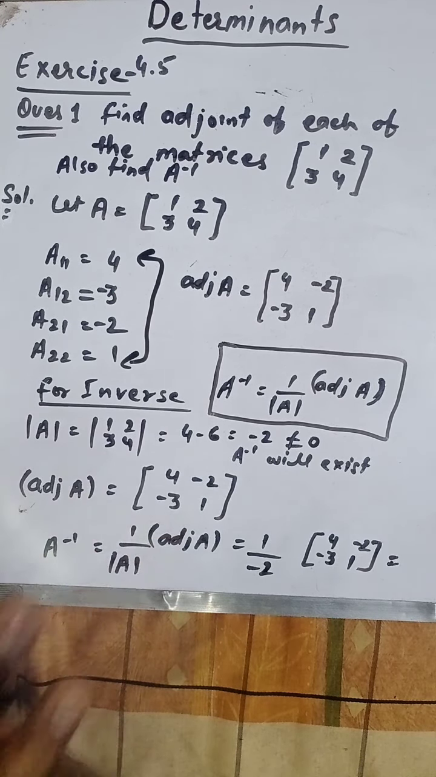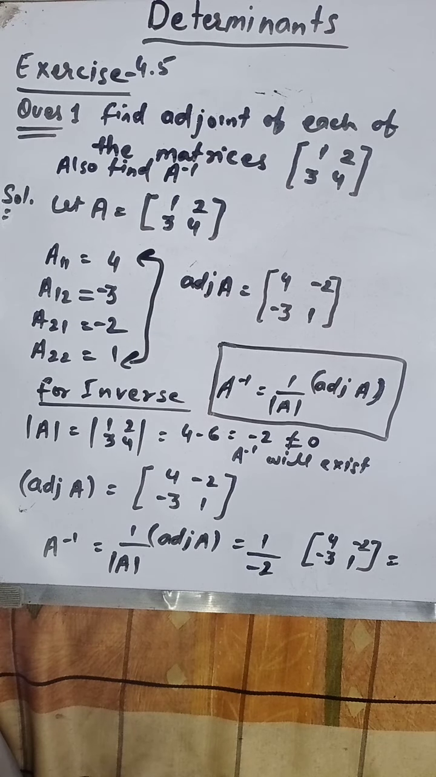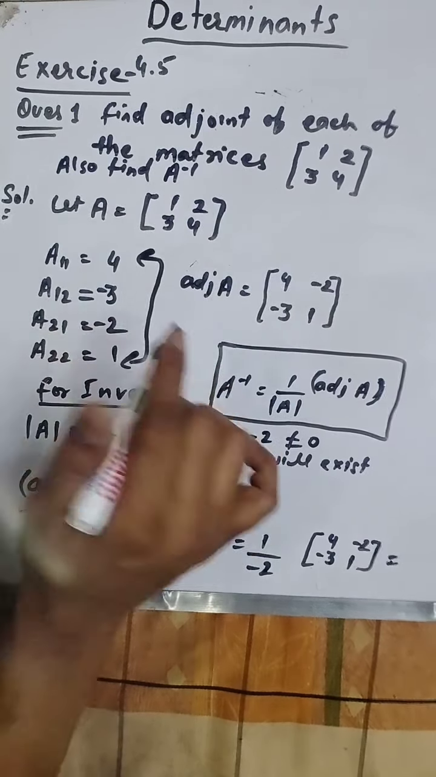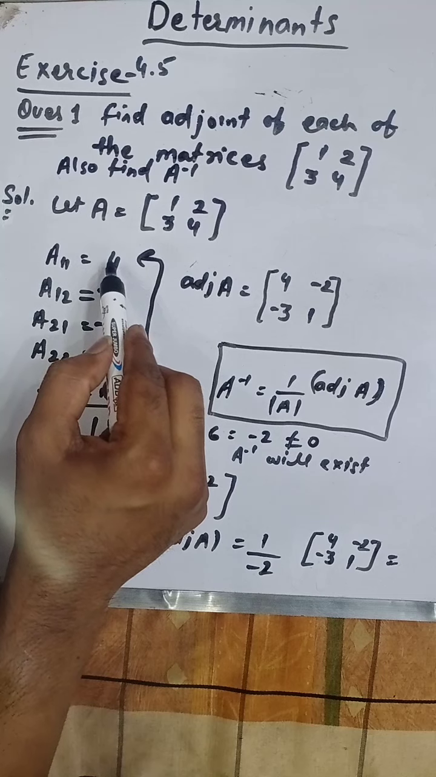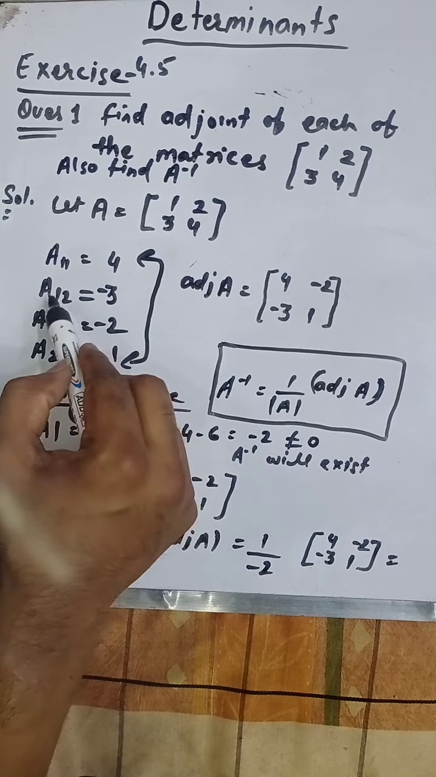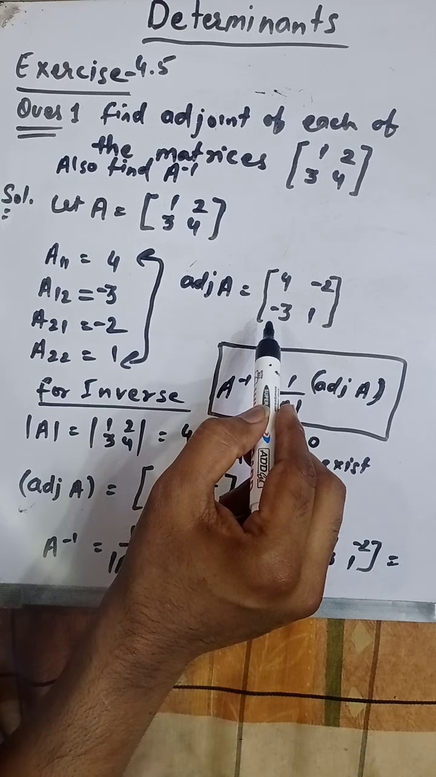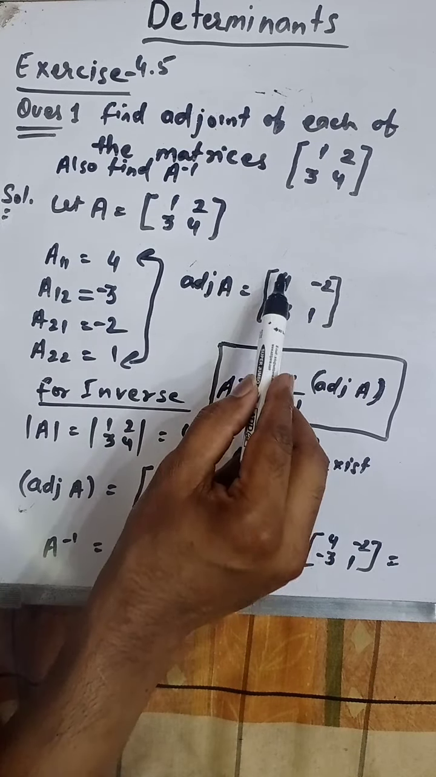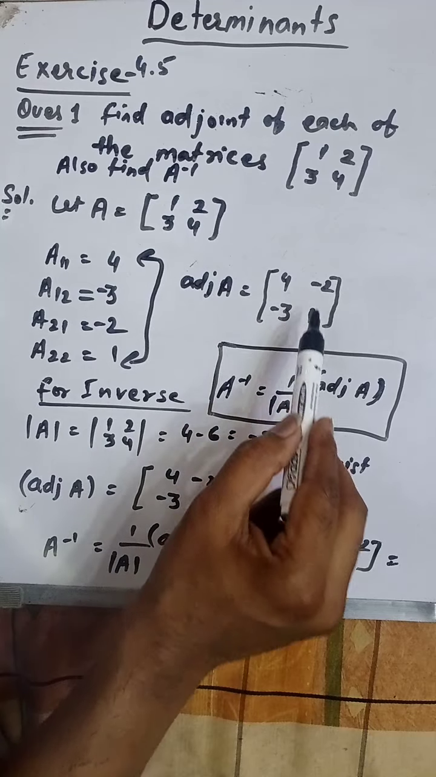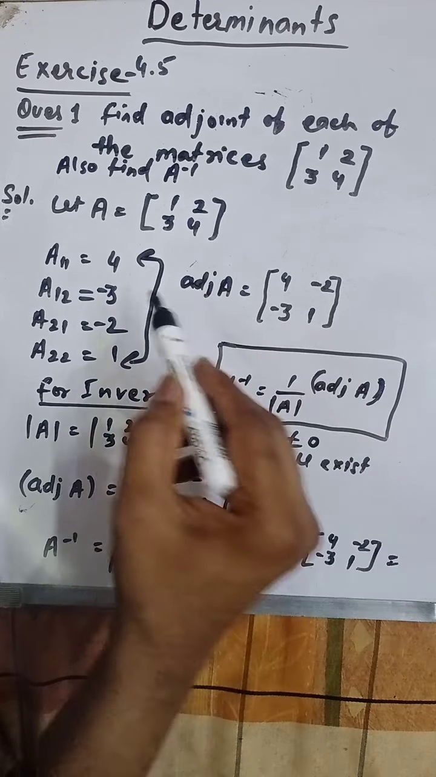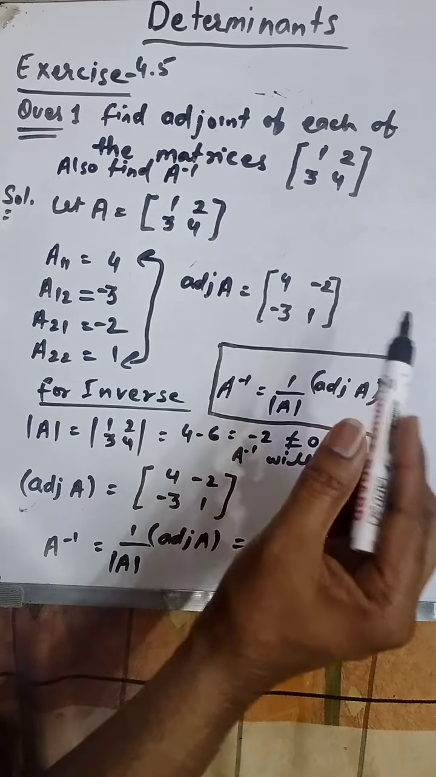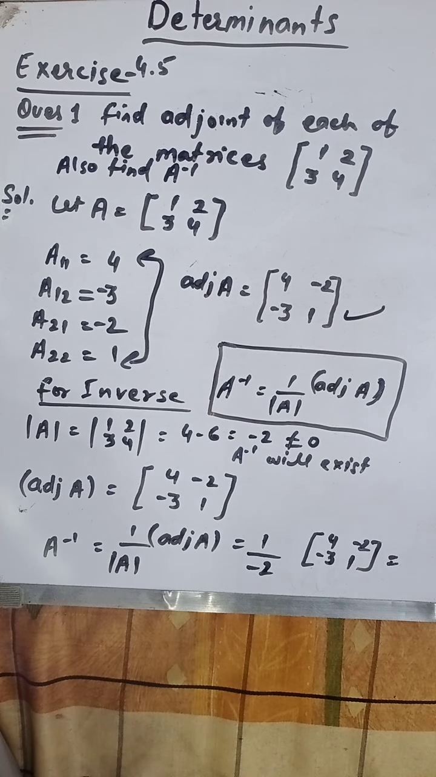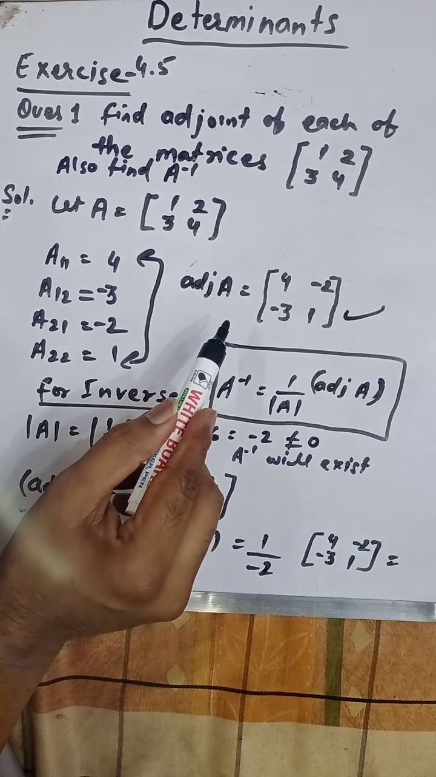Okay, after that, when you get the cofactors, how will you find the adjoint of this matrix A? You have to write these elements A11, A12 column-wise. Okay, so I'm writing 4, -3, then -2 and 1. Okay, so when you write these elements column-wise, you will get the required adjoint of matrix A. Got it? Fine.